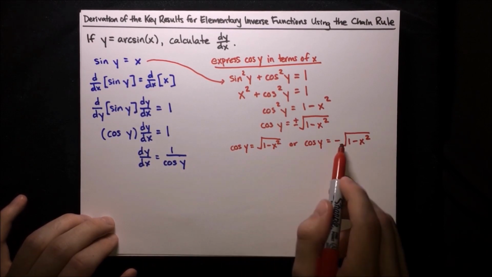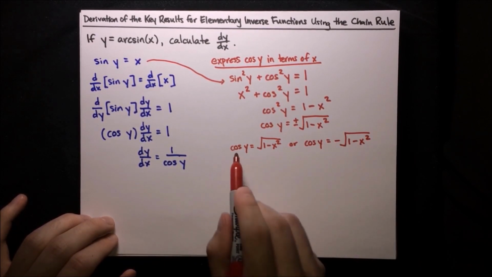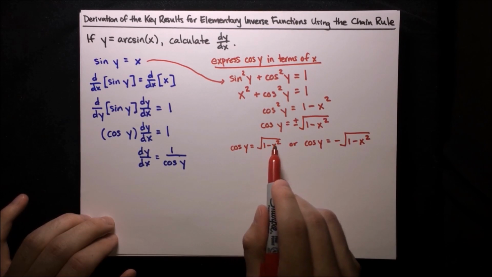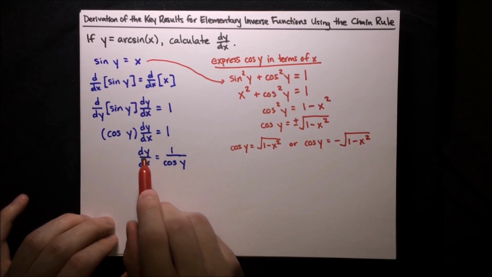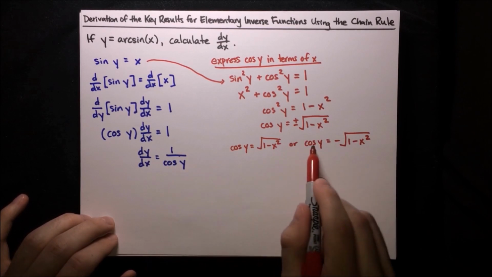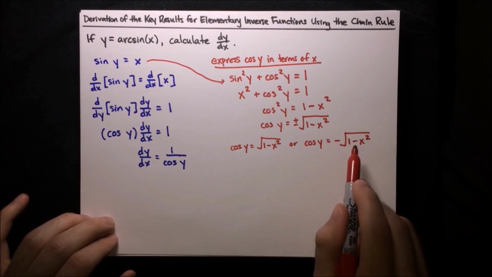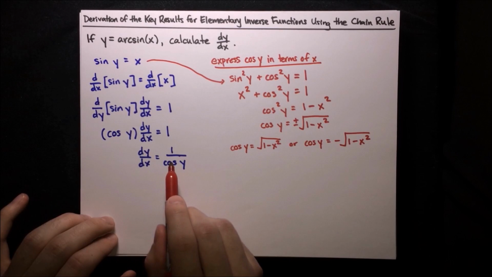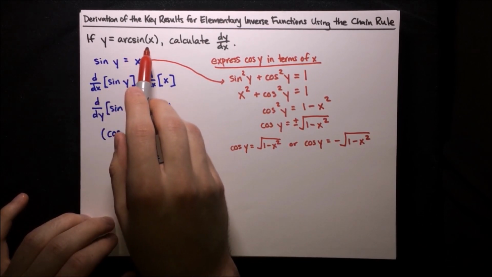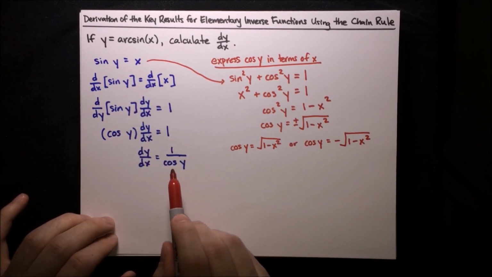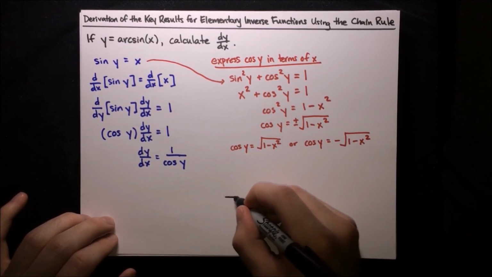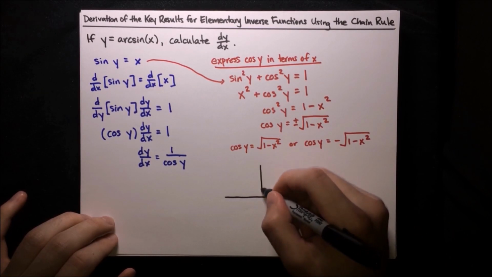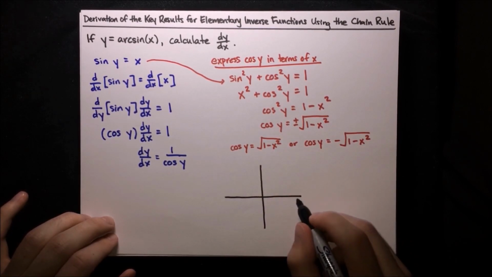It really does matter which one we choose, because if we choose cos y equals root 1 minus x squared, that's positive, so that'll make our derivative positive all the time. Whereas if we choose cos y equals negative root 1 minus x squared, that's negative, so that'll make our derivative negative all the time. So really we have to think, does arc sine have an always positive or an always negative derivative? Is it always increasing or is it always decreasing? And to figure that out, it might be helpful to draw a graph of arc sine, just a rough sketch, so we can tell whether it's always increasing or always decreasing.